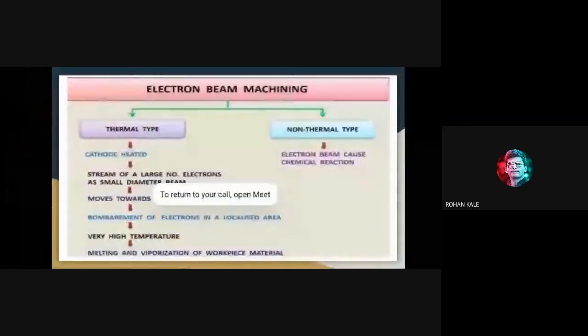Okay. So the kinetic energy of this electron beam is used for machining to take place, and the kinetic energy of this high velocity electron beam is converted into heat energy.